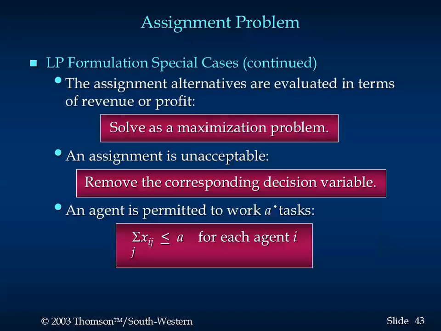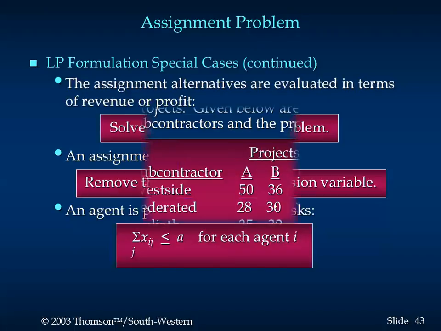If one particular worker refuses, saying "I don't want to do this job," obviously we can't assign it to that person, so put a large cost on that. And if workers are permitted to do more than one job, say A jobs, instead of less than or equal to 1, the constraint becomes less than or equal to A. So more labor time is available.